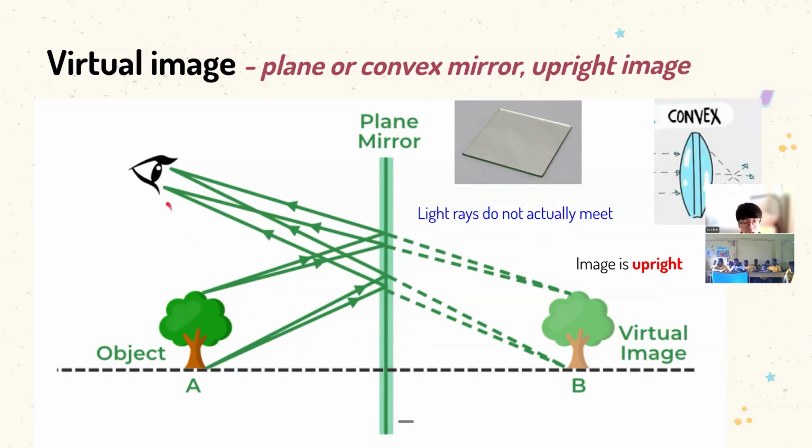So what appears to look like the tree is over here, but the actual object is over here. And this place does not exist. We're just looking at the virtual image. So you can see that the light rays do not actually meet. The light rays do not meet. So that's why we're not seeing the real image. We're just seeing the virtual image across the mirror. And that virtual image actually does not exist.